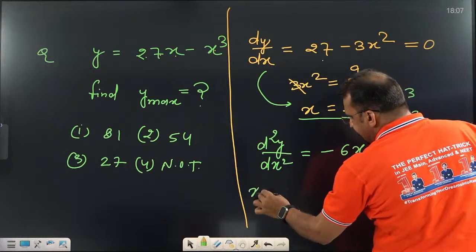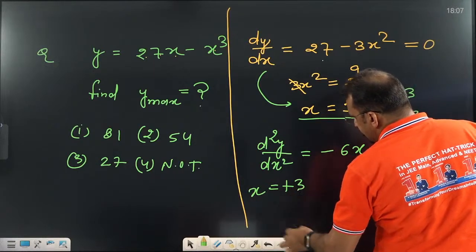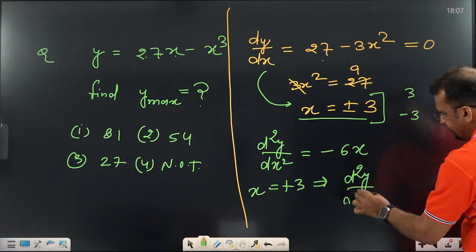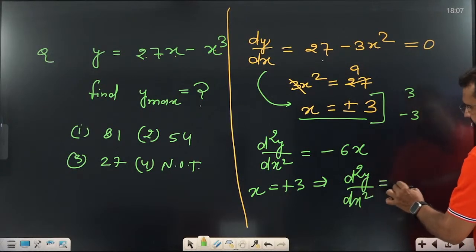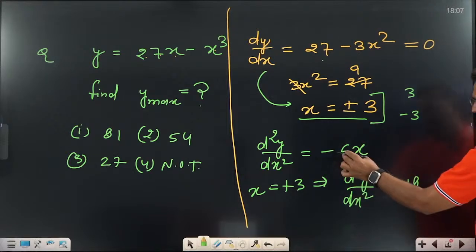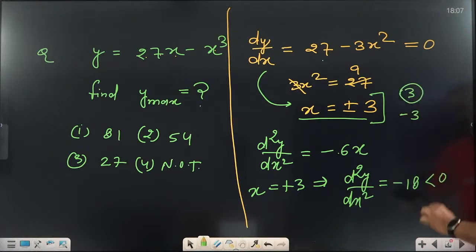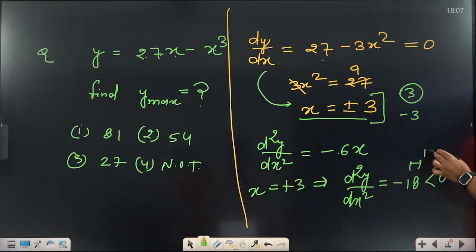When we put x equal to plus 3, what will be our result? d2y by dx square is going to be minus 18. See, minus 6 into 3, and this is less than 0. That means at plus 3, what are we going to obtain? Maxima or minima? Because this is less than 0, that means maxima. That means this is the maxima, first step.